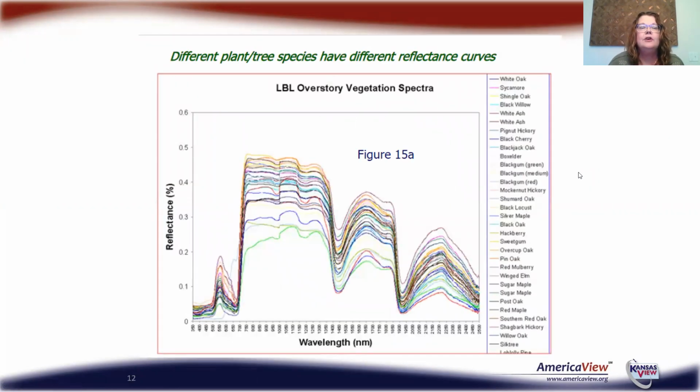And this can even go to a species level. So this is an example of the spectral response curves for different tree species. And even though the overall typical response curve is very similar, we are seeing some distinctions that could allow us to get at species level information.